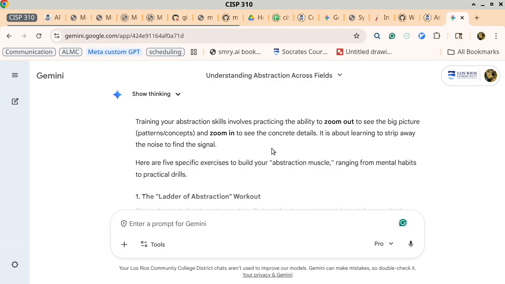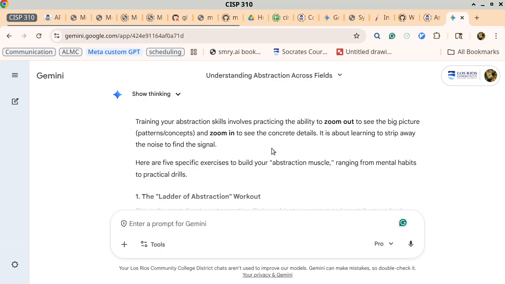So if you want to go one step further, you go like, this is great instructions, but I need actual exercises that I can do in order to train my abstraction skills. What would be the next prompt? Generate examples that will help me strengthen my abstraction skills. I am not kidding you.